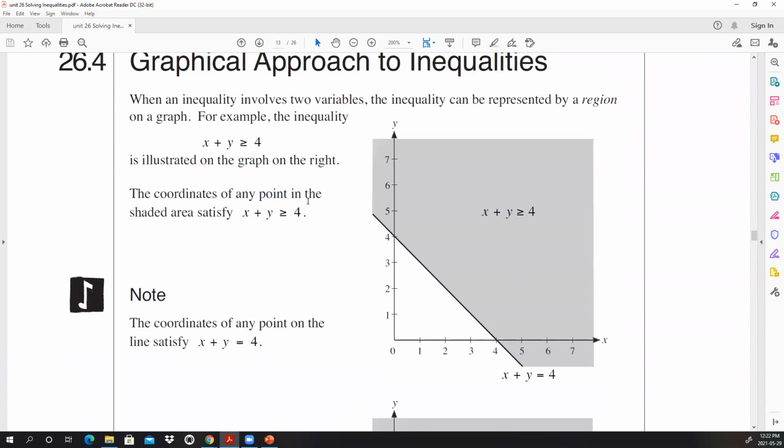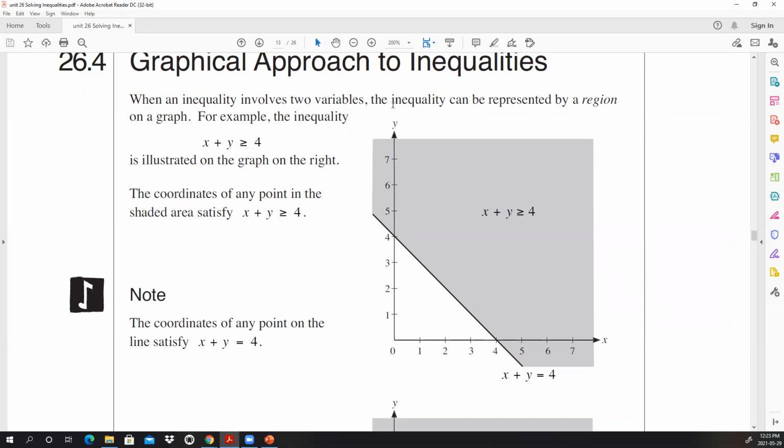All right. Here now, the graphical approach. When an inequality involves two variables, the inequality can be represented by a region on a graph. For example, the inequality x plus y, and you guys did some of this before. I'm trying to build up to linear programming, but I can't just drop linear programming like that. I have to build up, right? I know you guys touched some of this already, so I'm not going to spend too much time.